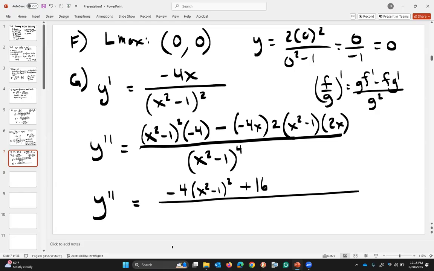Before I multiplied in here, so I got 16x squared, at least on my multiplying dial, and x squared minus 1, right? And this is x squared minus 1 to the 4th power.